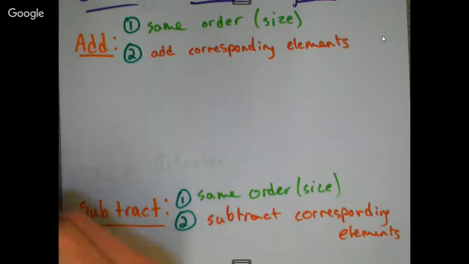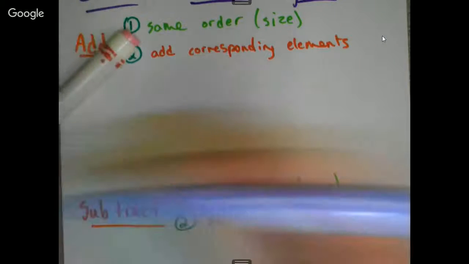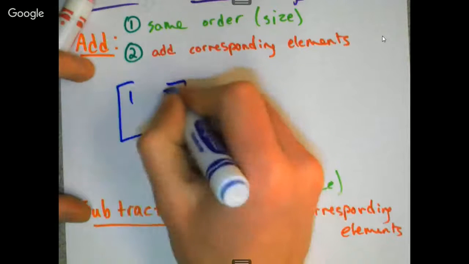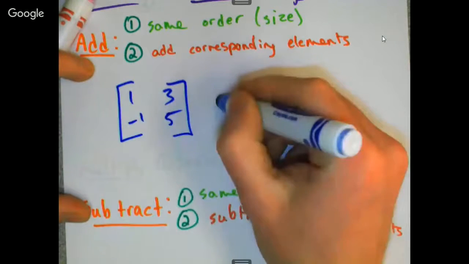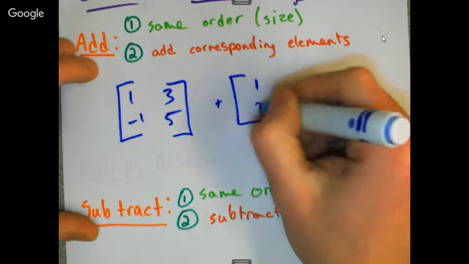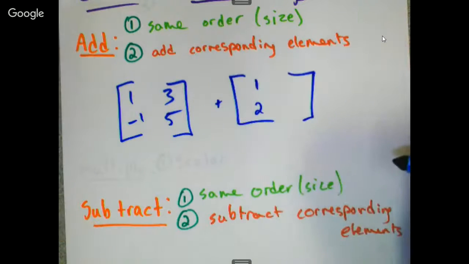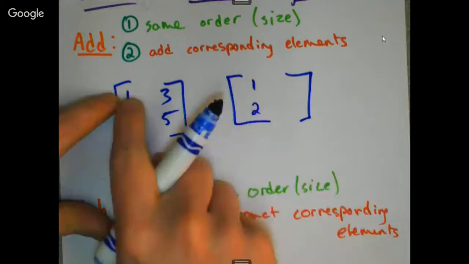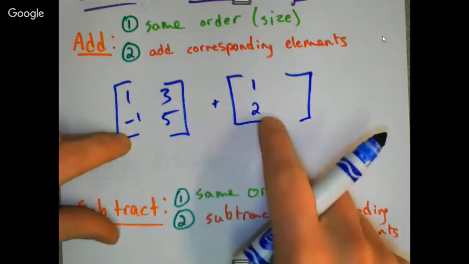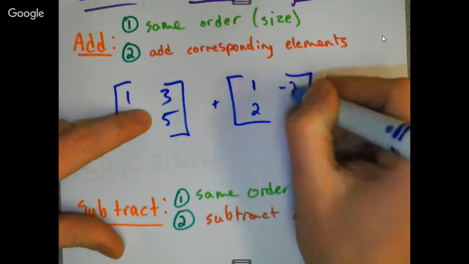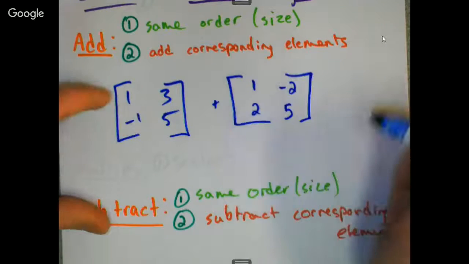Okay, so let's say I have a matrix here. Let's just say it's 1, 3, minus 1, 5, plus this matrix here. Okay, if I have those two matrices, I can't add them. This I could add here, and this one I could add here, but when I get to this column, there's nothing to add it over here. So if we add some numbers over there, now we can add them.